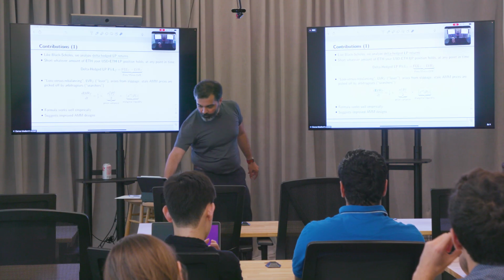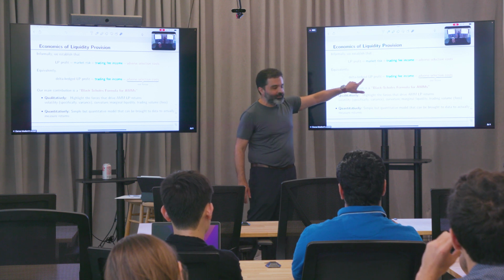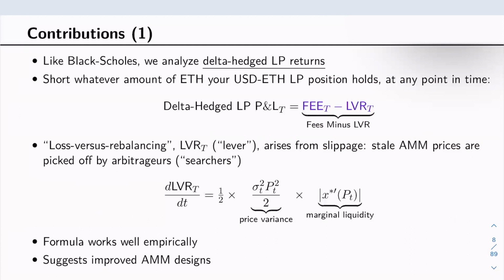We can verify that formula empirically. In other words, we will compute the delta hedged P&L without a model, and we will see it matches the predictions of our model. And we can think of that in terms of guiding a downstream AMM design.